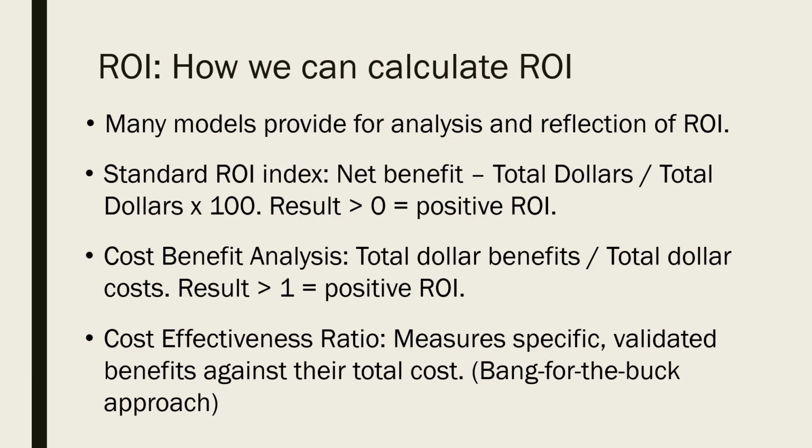The third method, known as the cost-effectiveness ratio, is more subjective than the previous two and allows for a more qualitative rather than quantitative determination. In this model, specific benefits that have been captured and validated are associated with specific costs to show the types and extent of benefits associated with the costs. This method is sometimes referred to as the bang for the buck approach, as it allows leaders to see the qualitative value resulting from expenditures.